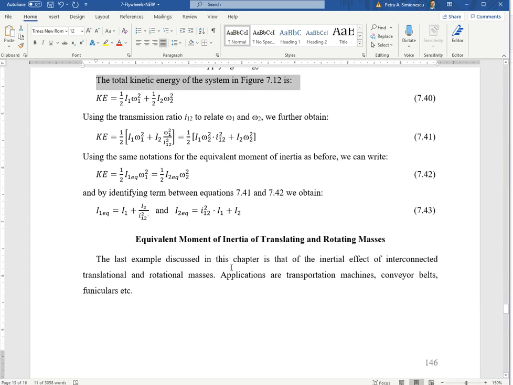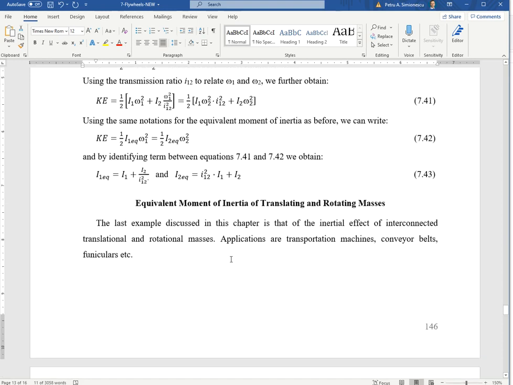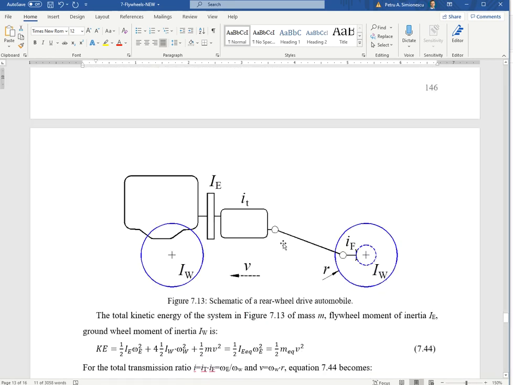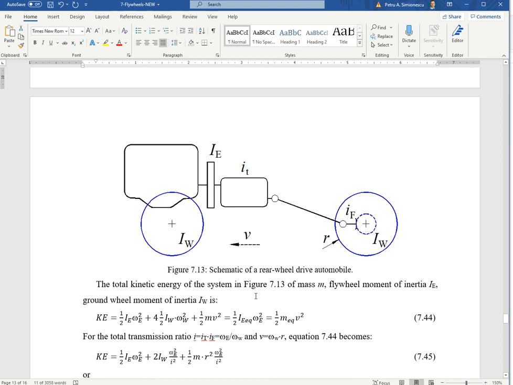Okay, and finally, this section: equivalent moment of inertia of translating and rotating masses. I usually ask in class if anybody knows somebody who has taken the flywheel off their vehicle and replaced it with a smaller flywheel. And this analysis shows that it's equivalent to essentially taking mass off of the entire vehicle.